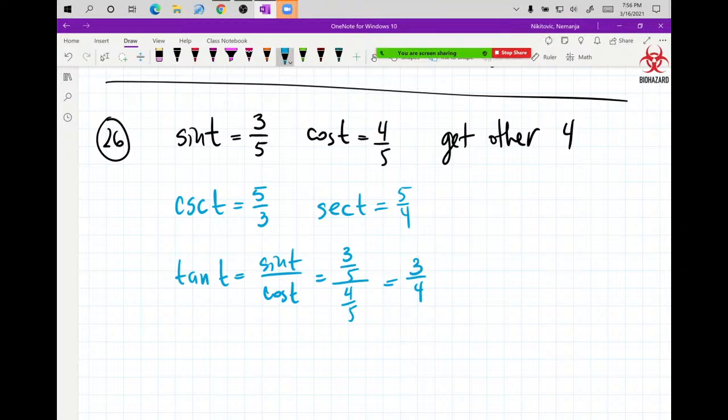And for cotangent, you can either do the flip or you can do the calculation where cosine is divided by sine. Now, obviously, cotangent t would be better to just flip, right? Because it's faster than doing more calculations with fractions. And there they are, the other 4 trig expressions written down. We were given sine and cosine, and we were able to get the other 4. So that is really, really cool.